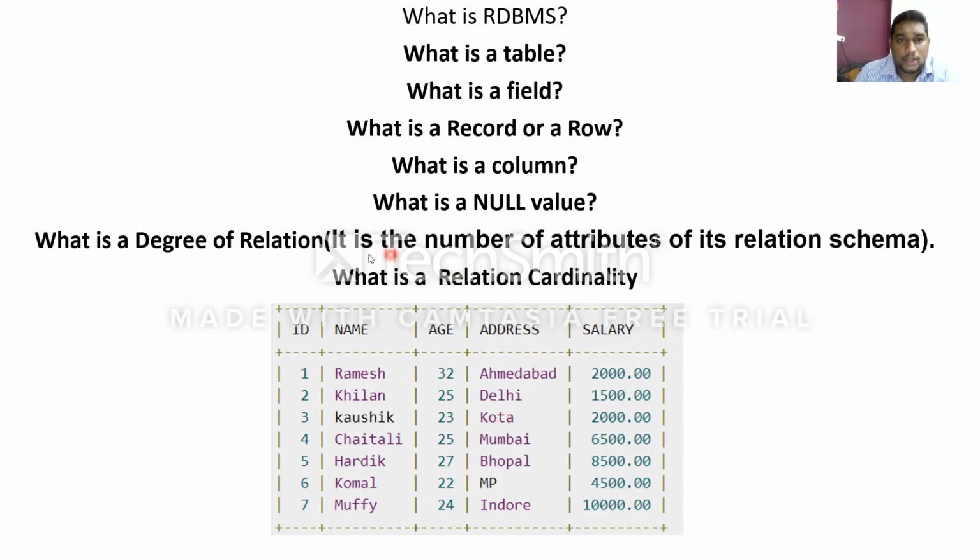Degree of the relation: the total number of attributes in a relation schema is the degree of the relation. We have 5 fields or 5 attributes in our relation, so the count 5 is the degree of the relation. Relation cardinality is the total count of rows in a relation. We have 7 rows in our relation, so the cardinality is 7. So the degree of the relation is the total count of columns, and the relation cardinality is the total count of rows in a relation.